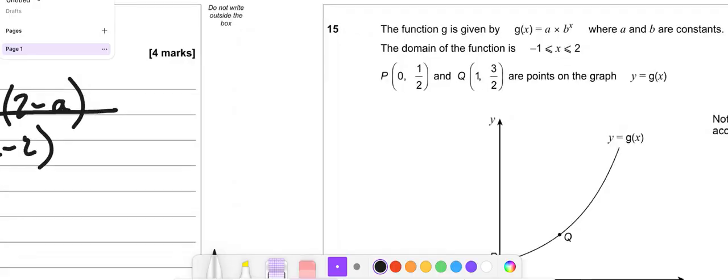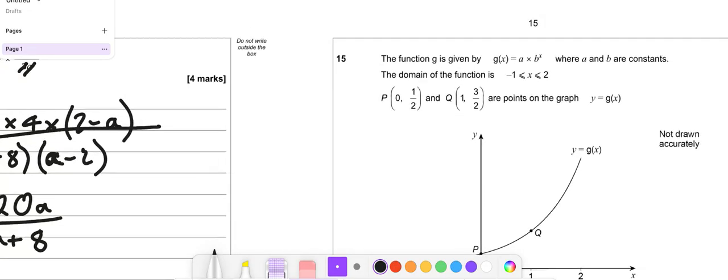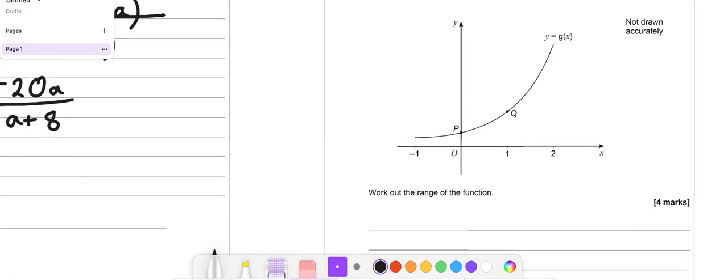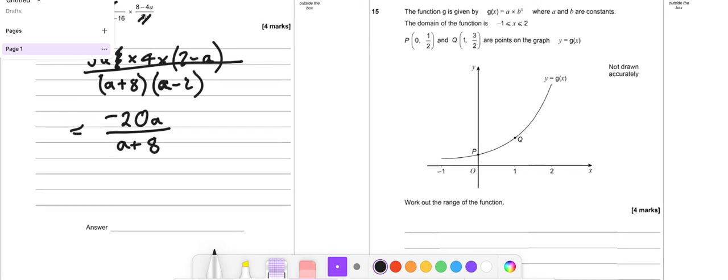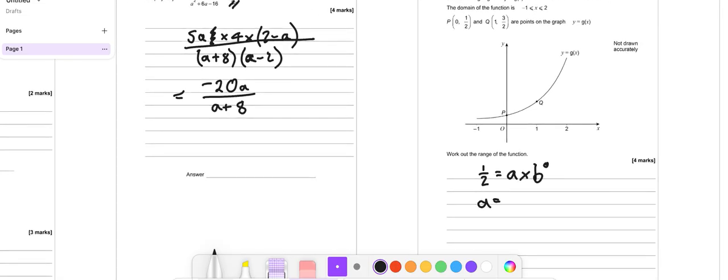Okay, question 15. The domain of the function, so there's the inputs, is x is minus 1 to 2. P is that, Q is that. Work out the range of the function. Okay, so to do that we're going to need to work out a and b. So we're going to have some points, so when it's 0 it's a half, so a half equals a times b to the 0. B to the 0 is 1, which means a is a half.